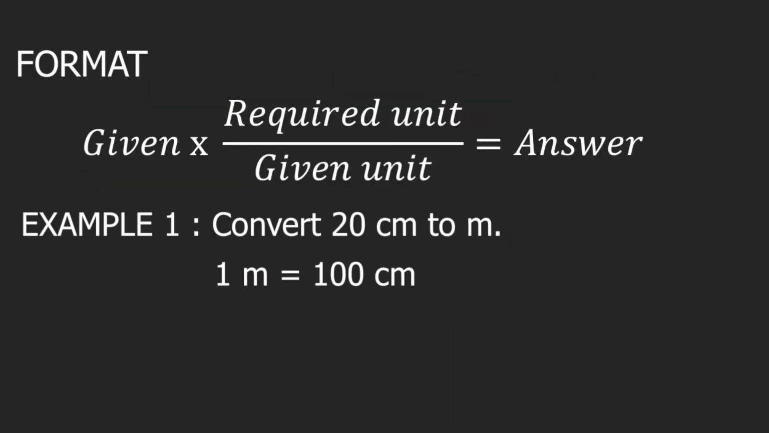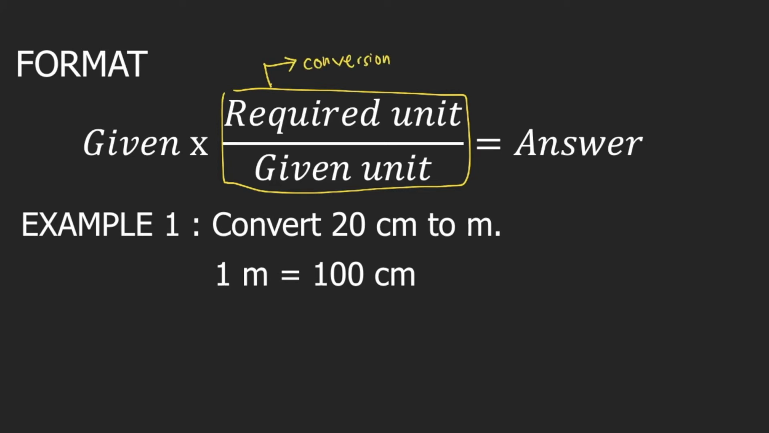If you want to convert one unit to another unit, you must follow this format. Given times required unit divided by given unit is equal to answer. This factor in the middle is what we call the conversion factor. And how do we know the conversion factor? We must know the equivalence of the two units. If you are not familiar with the equivalence of the two units, then it must be given in the problem.